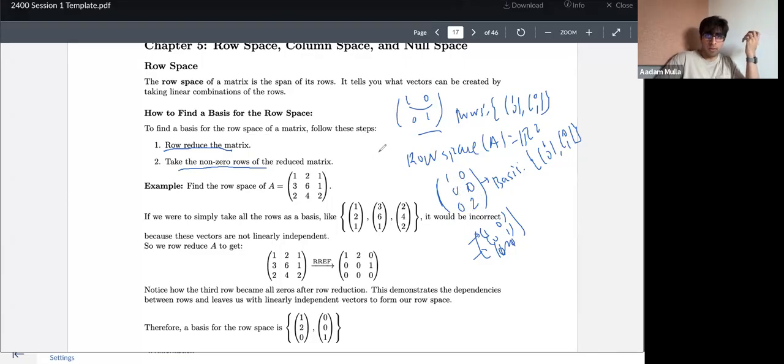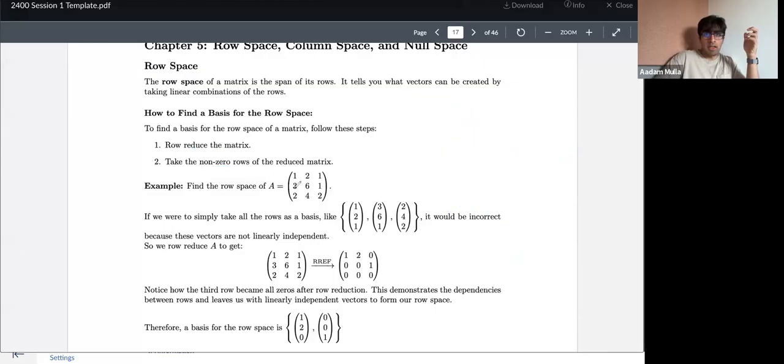Whichever one makes more sense. Okay, that's how you find the row space. As you can see in this example, if you have this matrix, you can't just take the rows because they might be linearly dependent. So what we do is we row reduce, and this bottom row turns into all zeros. That means we're only going to take these top rows as our basis vectors.